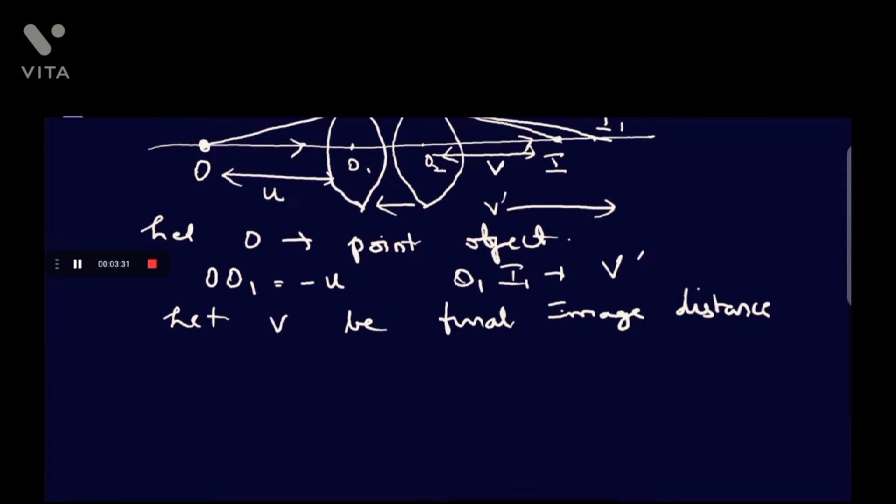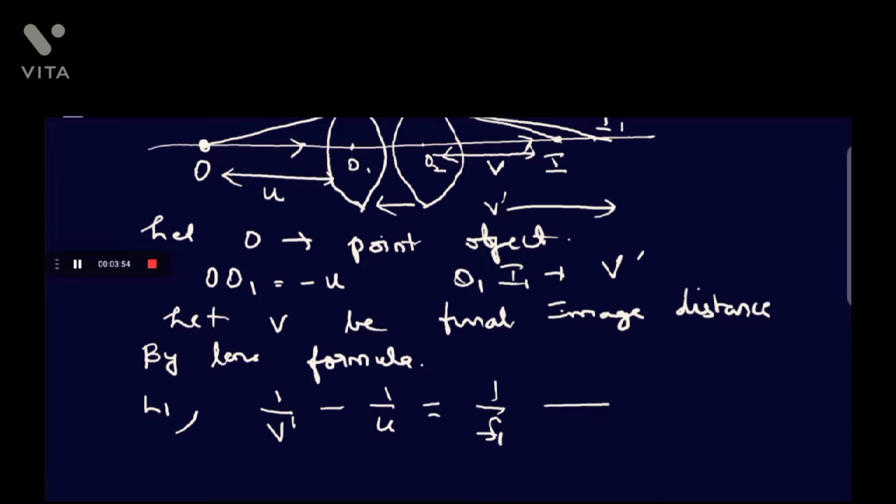And as we know very well, by lens formula, 1 by V dash minus 1 by U is equal to 1 by F. For the lens L1, it is 1 by V dash minus 1 by U, and the focal length of lens L1 is taken as 1 by F1. This is equation number 1.